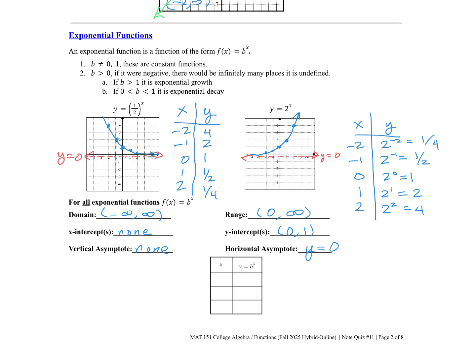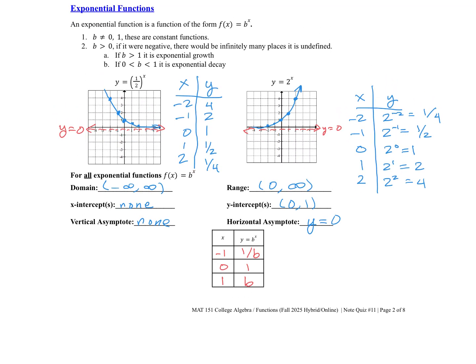To fill in our table down here, which really isn't necessary at this point, again, if I just pick three numbers for x, like -1, 0, and 1, the first one, as a -1 power, is just 1 over b, b to the 0 power is 1, and b to the first power is b. So in general, that's what it does to any number b. So again, that's how we look at our exponential functions.